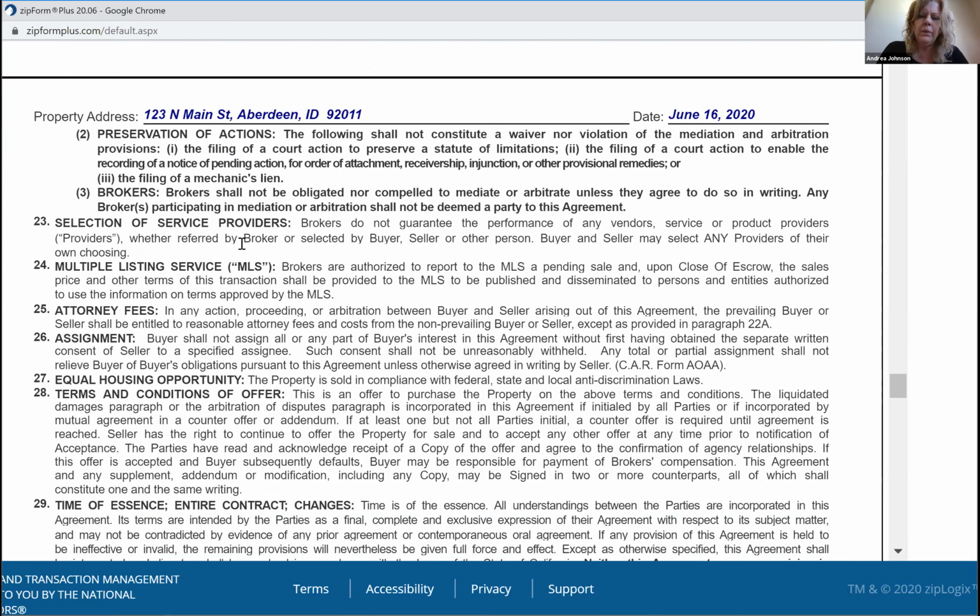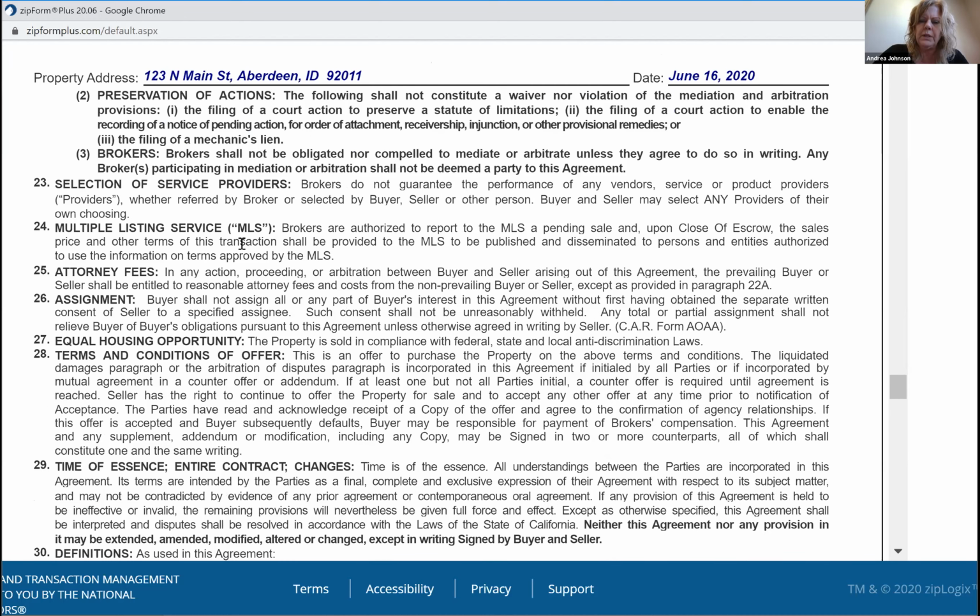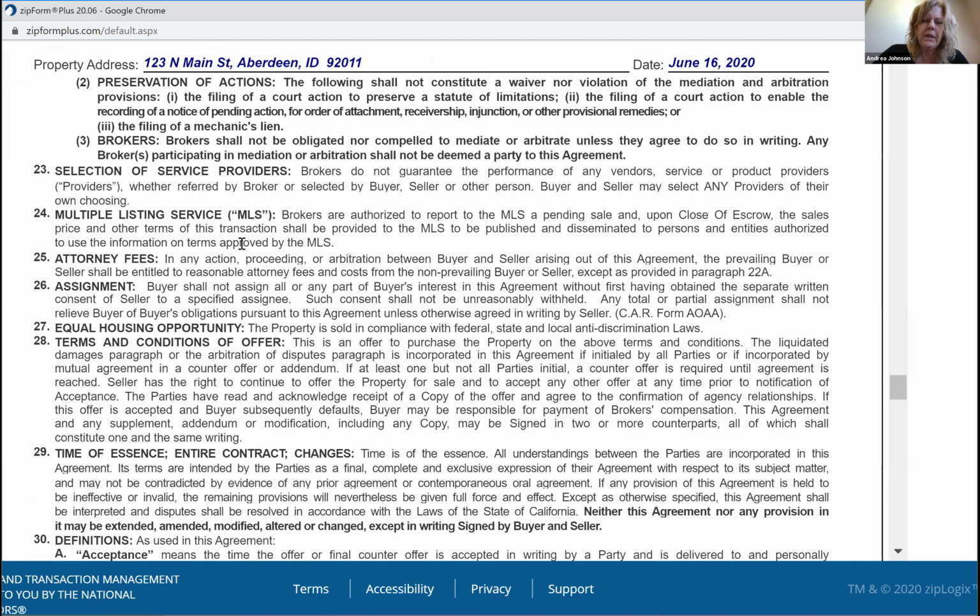Preservation of actions. The following shall not constitute a waiver nor violation of the mediation and arbitration provisions: the filing of a court action to preserve a statute of limitations, filing of a court action to enable the recording of a notice of pending action, order for attachment, receivership, injunction, or other provisional remedies, or the filing of a mechanics lien. Brokers shall not be obligated nor compelled to mediate or arbitrate unless they agree to do so in writing.